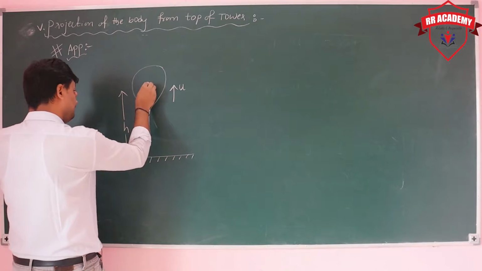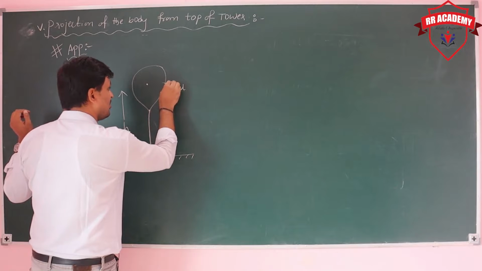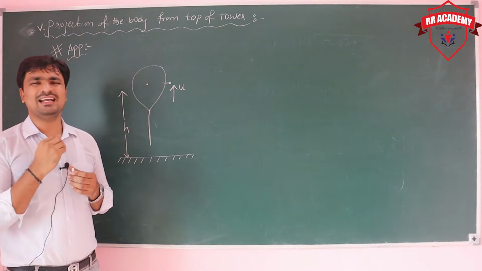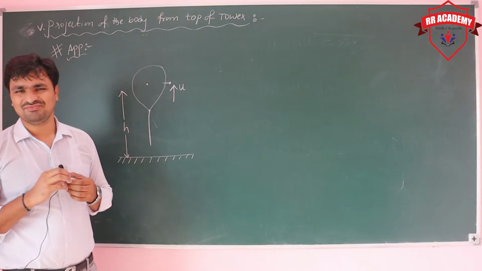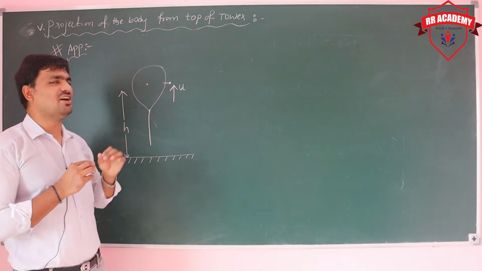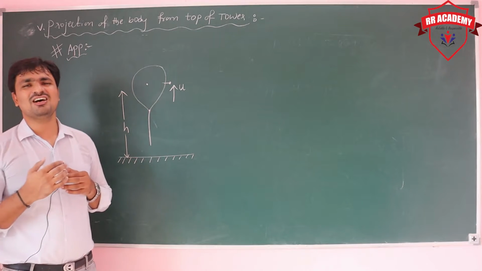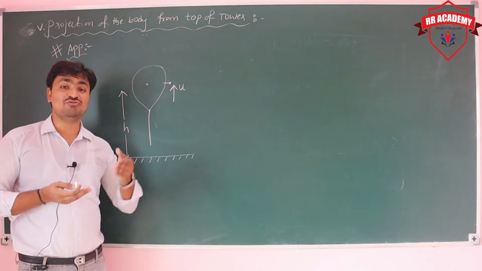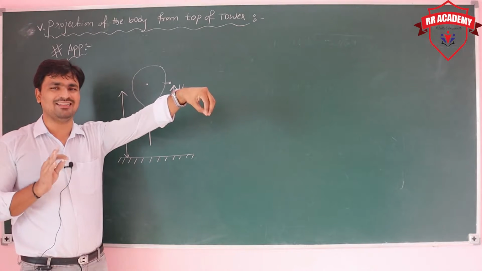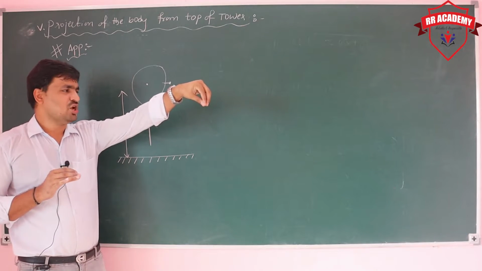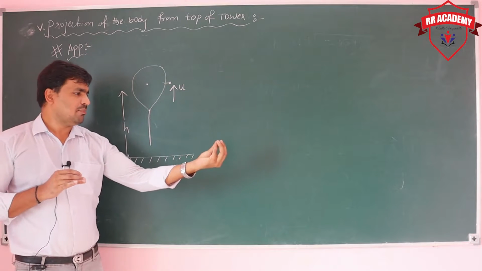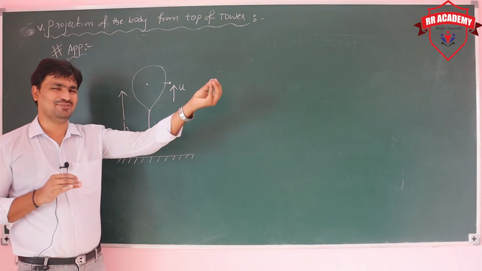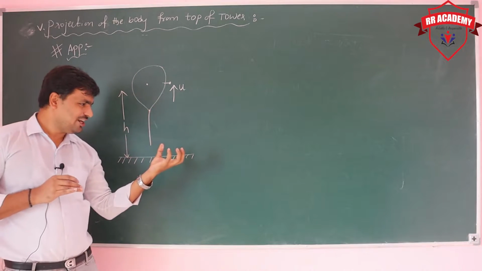When you are going to drop, what is the velocity of the object? Yes, the velocity of the object is equal to the velocity of the balloon. In which direction is the balloon moving? Upwards. Then the body is also moving upwards. When we are going to drop, the balloon is moving upwards, and along with the balloon, the body also moves upwards.